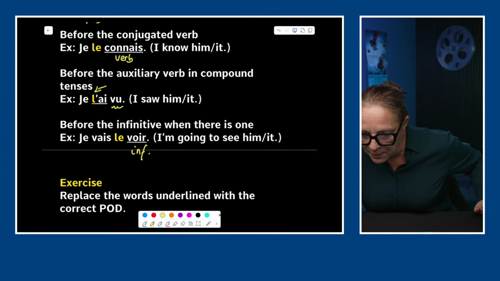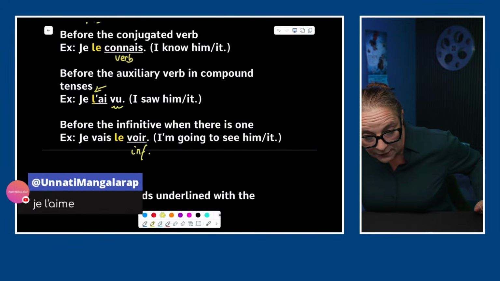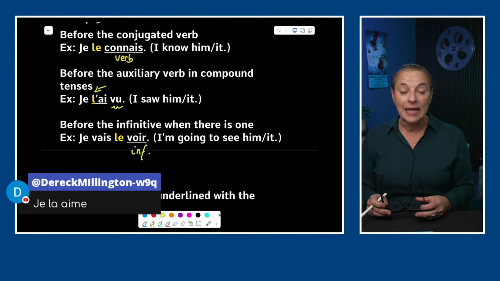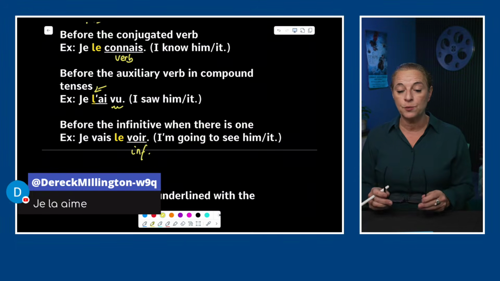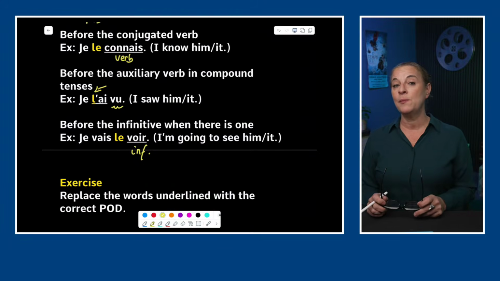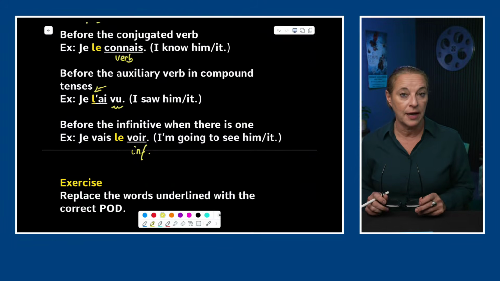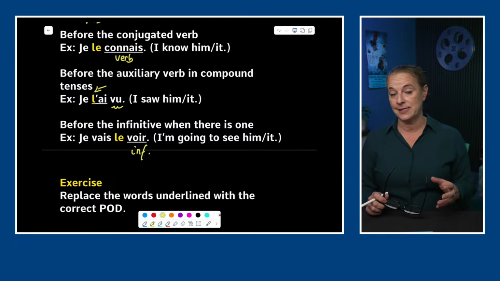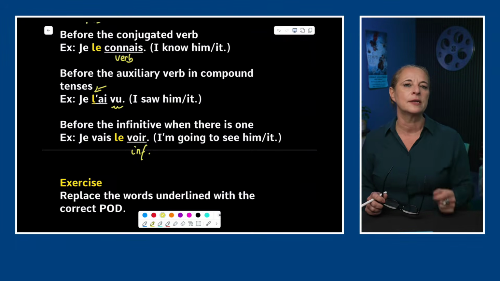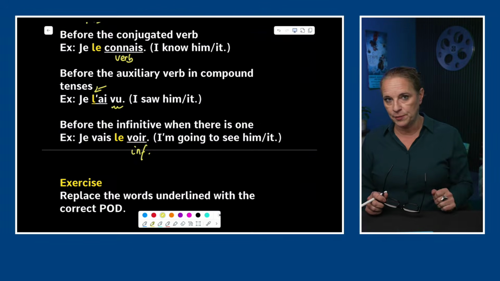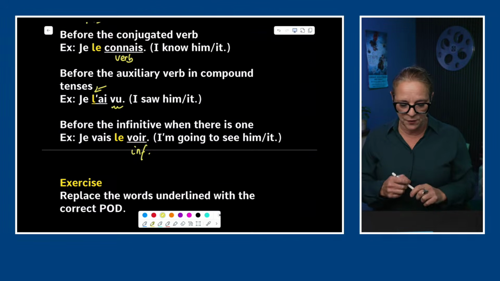Sorry, je l'aime. Yes, Derek, we can't say je la aime. And that goes exactly with what we've just said, yeah? We cannot say je la aime, because M begins with a vowel. And like I said, if the verb begins with a vowel or a silent H, you must absolutely drop the A or the E and put an apostrophe. Okay, so be very careful with this.